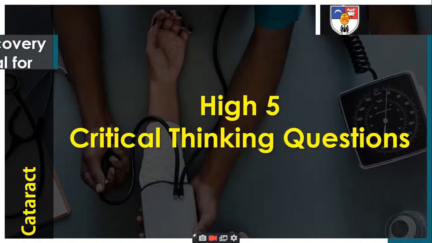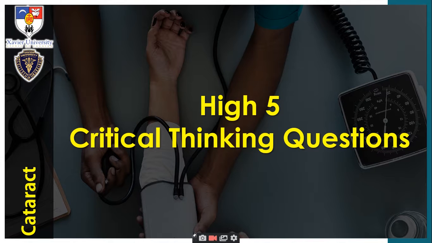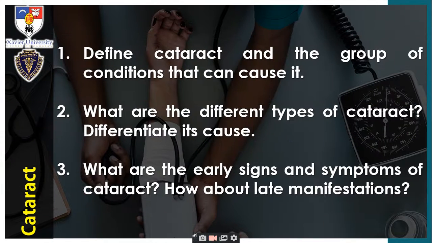Let's now have your high 5 critical thinking questions. Number 1. Define cataract and a group of conditions that can cause it. Number 2. What are the different types of cataract? Differentiate its cause.